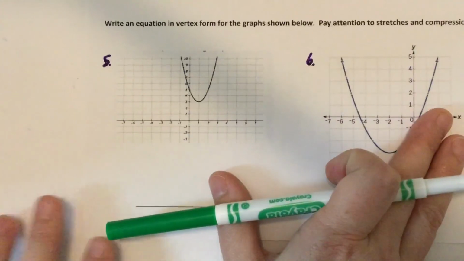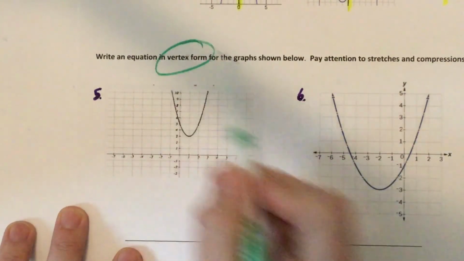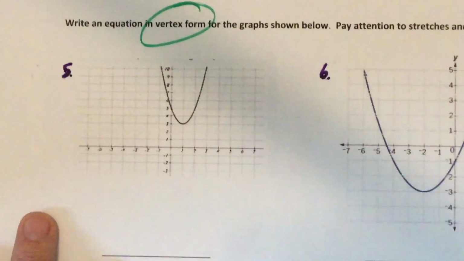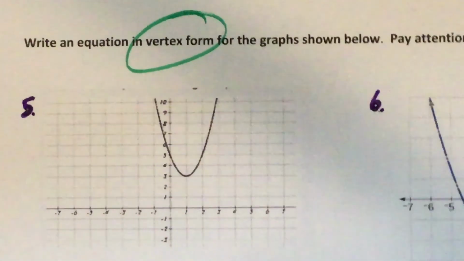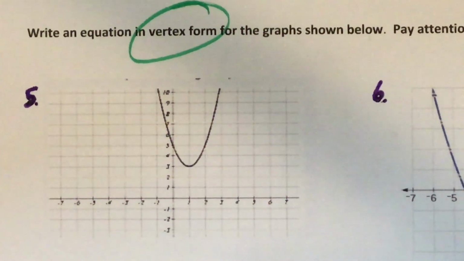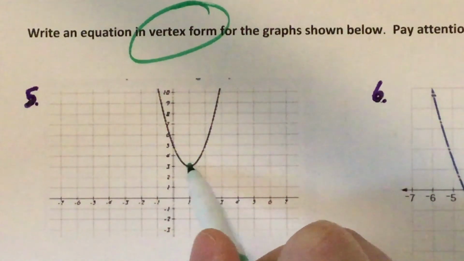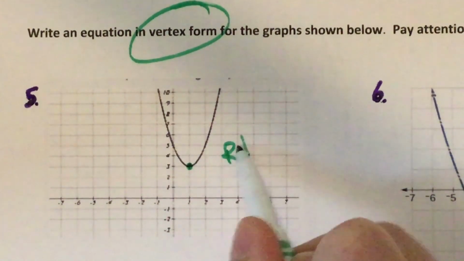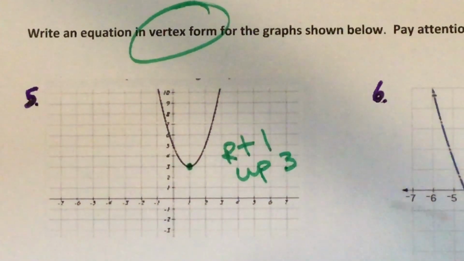All right, now these, we are going to try to write their equations in vertex form. Don't forget to pay attention to stretches and compressions, which means pay attention to your A. So I need to know how the vertex got to its location. This vertex got here by going right 1 and up 3. So right 1, up 3.